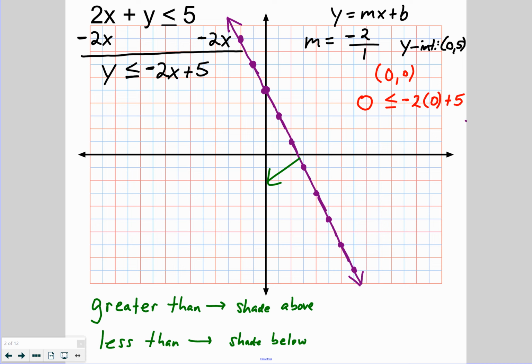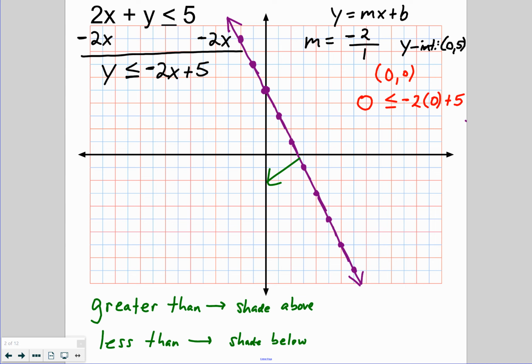Please stop me if you don't know what I'm doing here. Please stop me if you're unclear. So take 0, 0, the origin. That's like the most important point on the coordinate grid. It's where the axes meet. So you're going to take 0 and 0 and put it into x and y. That's what I did here.